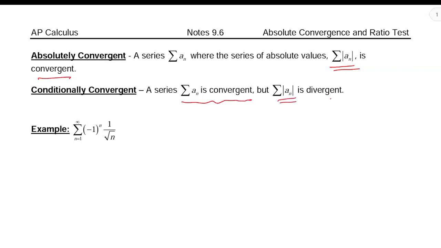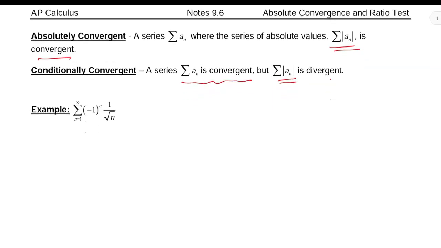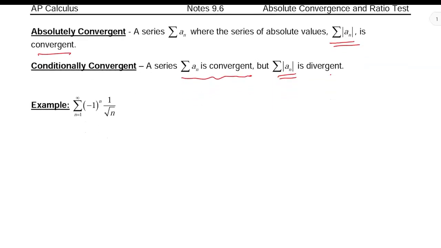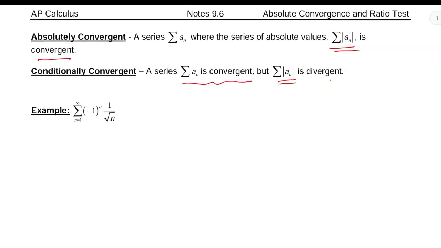Now, I've made mention of absolute value, so this alludes to our alternating series. So my first example is an alternating series. What I'm going to do first is check this series by using the alternating series test. For the first condition, I am going to check if the terms are decreasing. So let's compare our nth term with the next term. The next term would be 1 over square root of n plus 1.